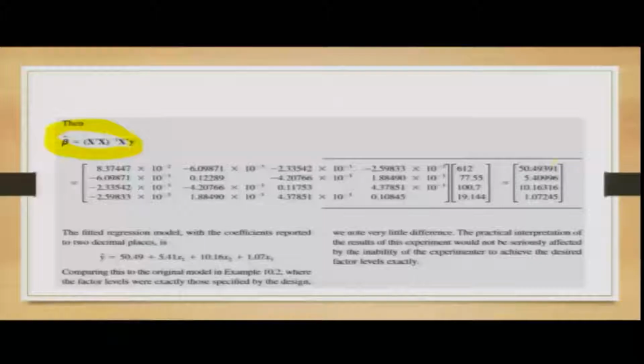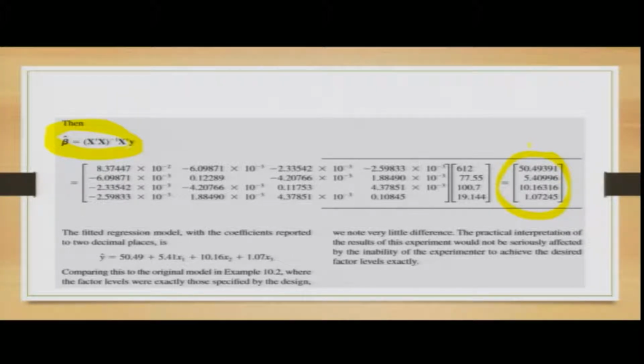The value of beta naught hat is 50.49. I am only reading to the second place of decimal. Beta 1 hat is 5.40, beta 2 hat is 10.16, beta 3 hat is equal to 1.07. The fitted regression model now would be y hat is equal to 50.49 plus 5.40 into x 1 plus 10.16 into x 2 plus 1.07 into x 3. So, this is what is given.